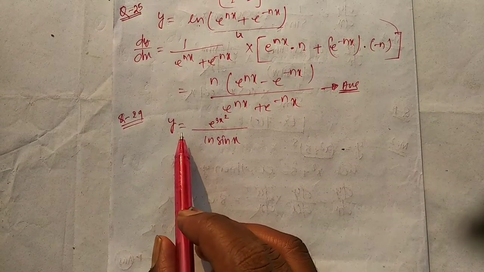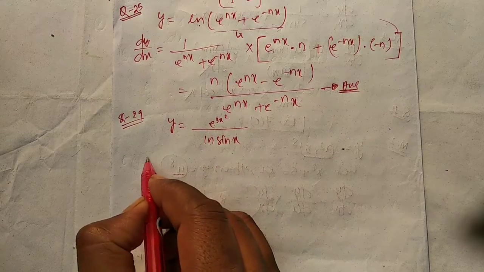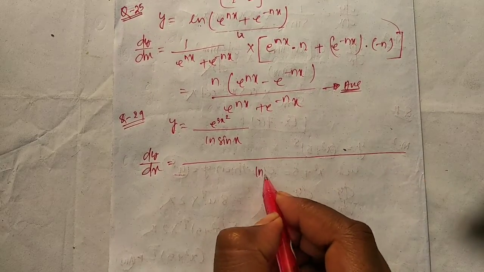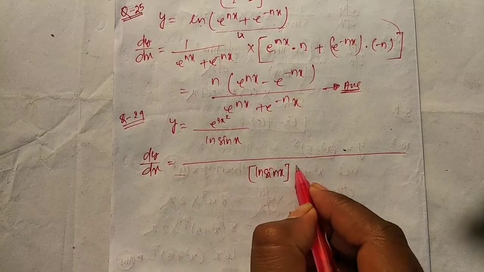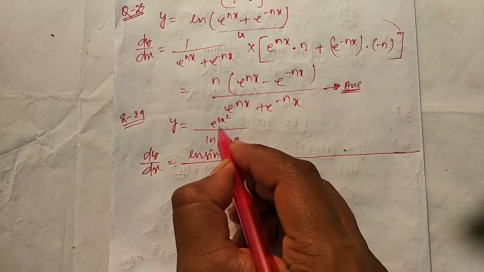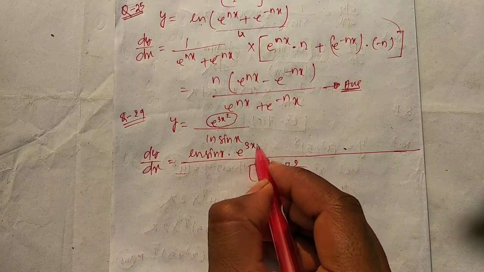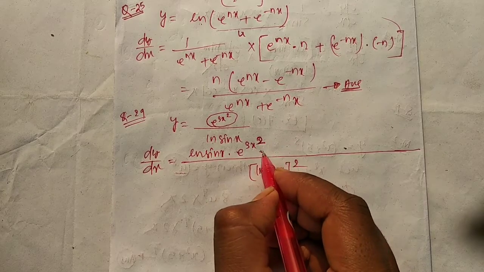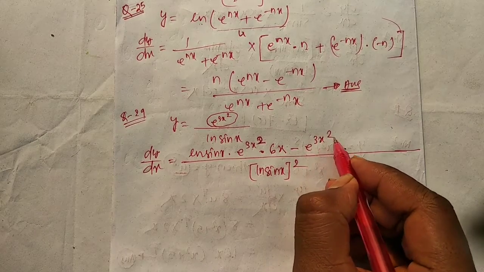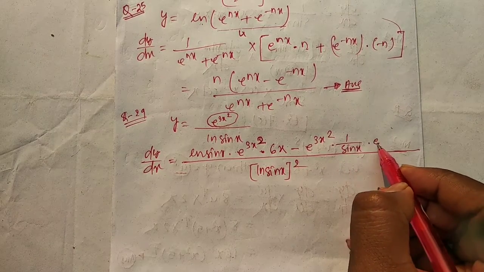Let's solve question number 21. Here the function is y equals e to the power 3x squared upon ln sin x. First we have to apply the division theorem, that is, square of denominator into derivative of numerator. The derivative of e to the power 3x squared will be e to the power 3x squared into the derivative of 3x squared, which is 6x, minus e to the power 3x squared into the derivative of the denominator, that is 1 upon sin x into the derivative of sin x, cos x.